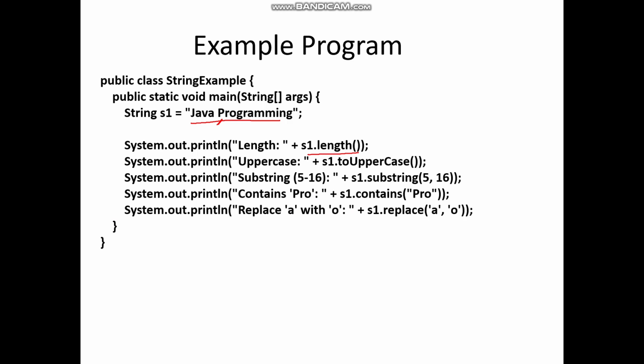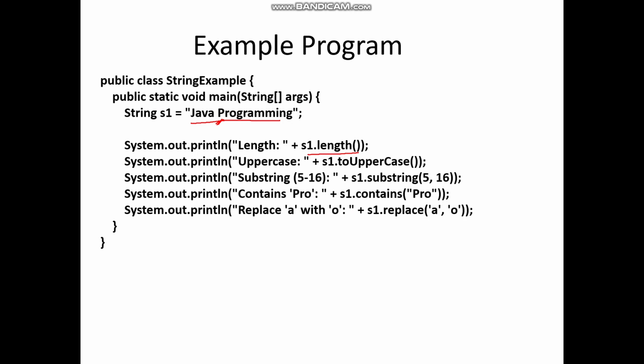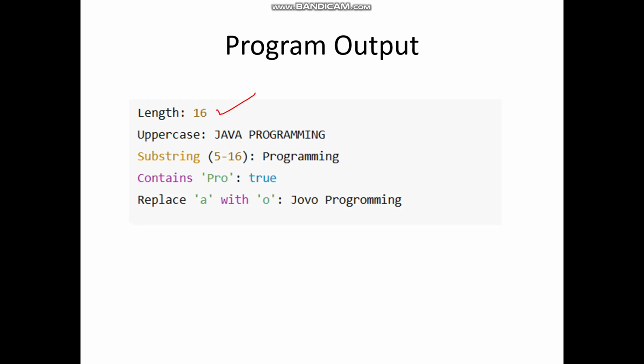Next, System.out.println contains pro, meaning whether pro is available or not. s1.contains("pro"), yes, it is available. Then the answer is a true value. Next, System.out.println, replace a with o here. s1.replace('a', 'o'). This is the Java programming. The answer is Jovo progromming. That becomes the answer.